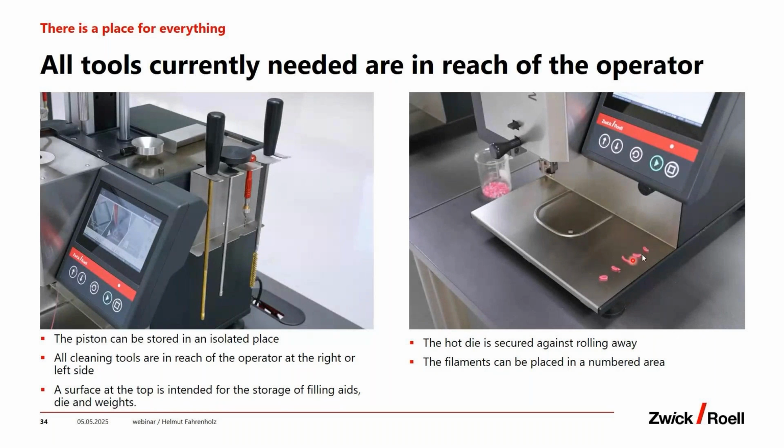Here on the right side, there is a numbered space for the filaments. So when you do method A with cut filaments, you can first place them here and then bring them to the scale for the measurements.